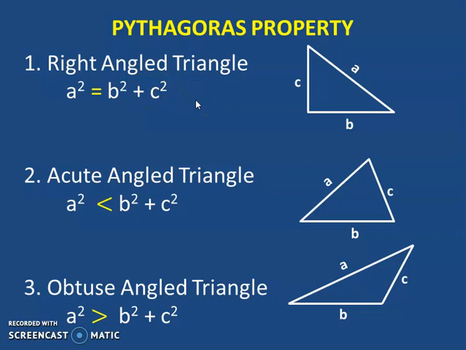And the Pythagoras property and theorem, how to find the complete proof, you will solve in the coming standard 8th, 9th, 10th class. You will find the theorem exactly. Now this is the Pythagoras property, and by this you can find which lengths will make a right angle triangle, which lengths will make an acute angle triangle, and which lengths will make an obtuse angle triangle. So this is the Pythagoras property.